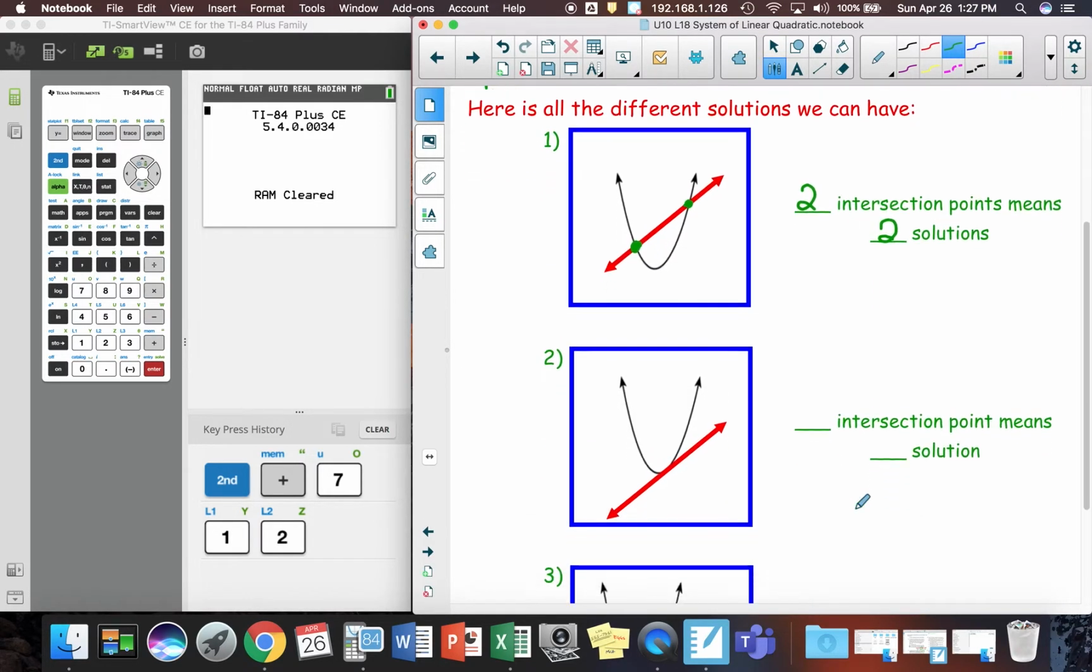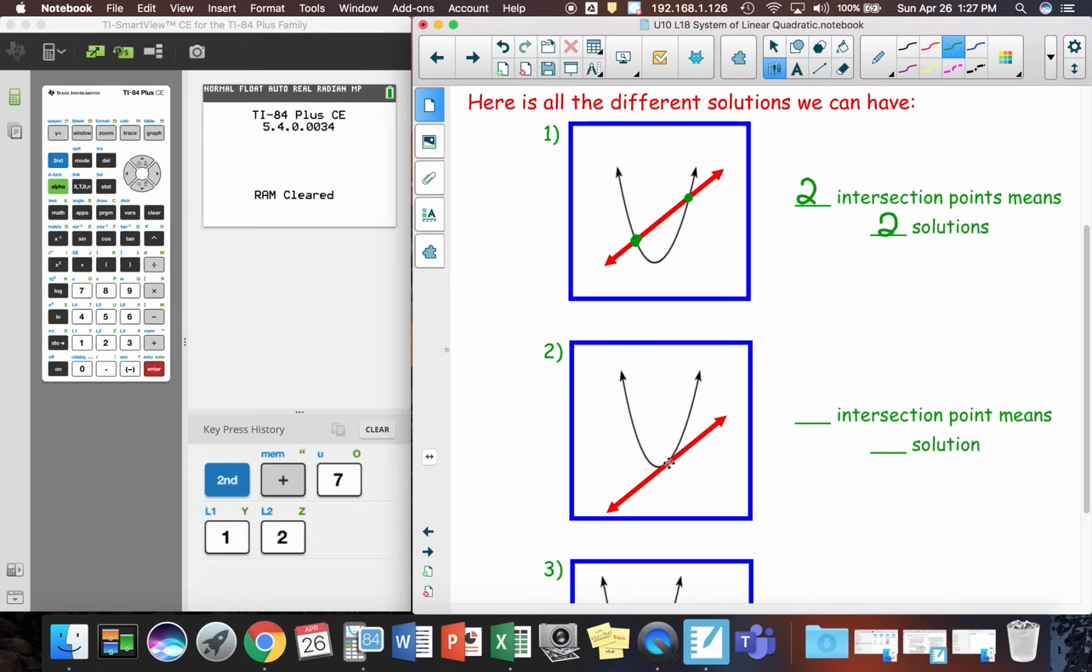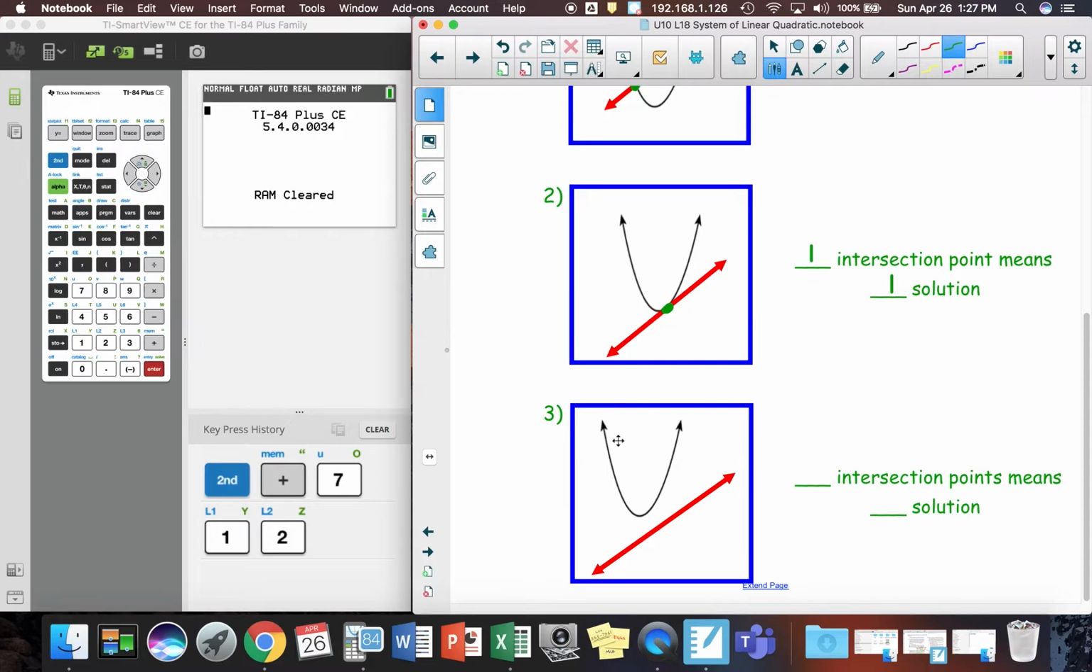It's possible to have only one intersection point. As you can see, this line barely touches this parabola right there at that point. Since there's one intersection point, there is one solution. It's also completely possible that you have a parabola and a line and they don't intersect at all. Since there are 0 intersection points, there's no solution. You can write no solution or 0 solutions, but generally you'd write no solution, because it doesn't cross at all and no solution is possible.